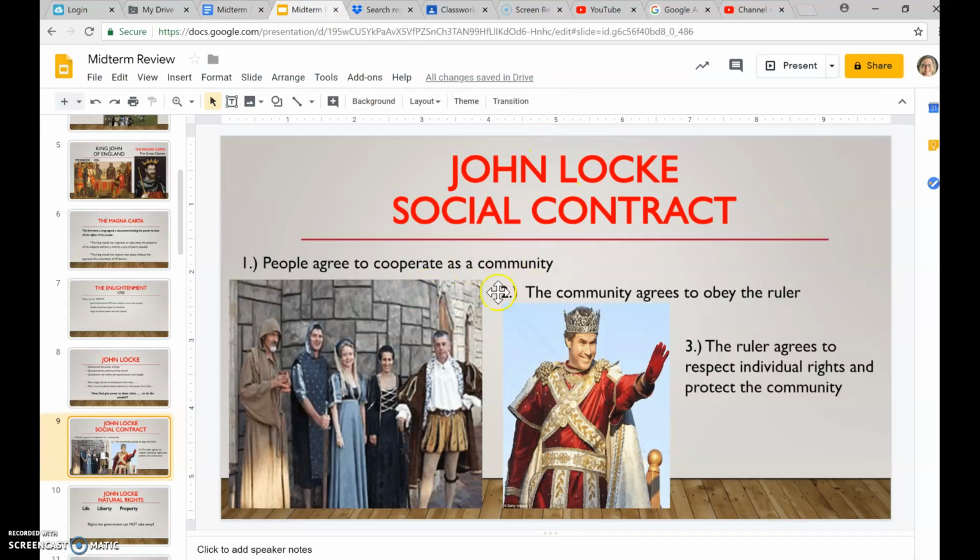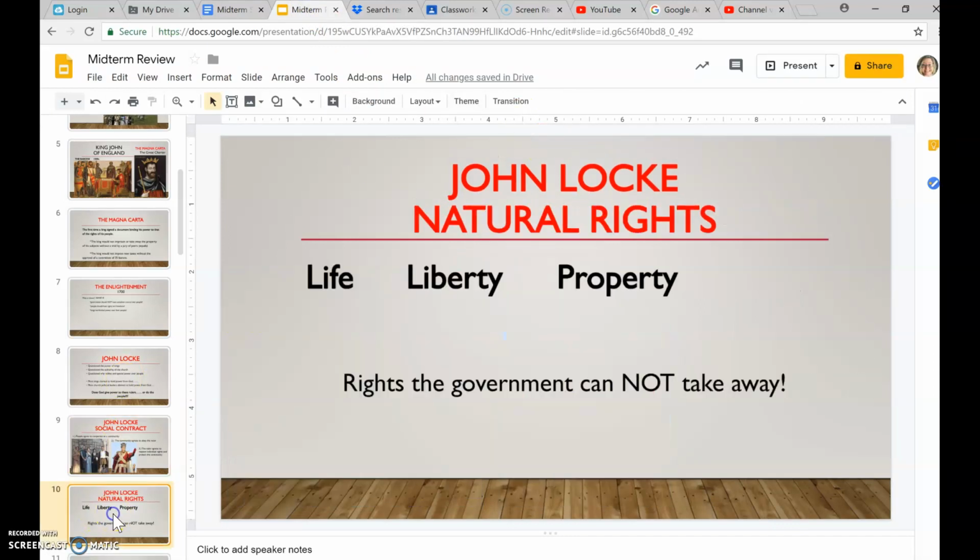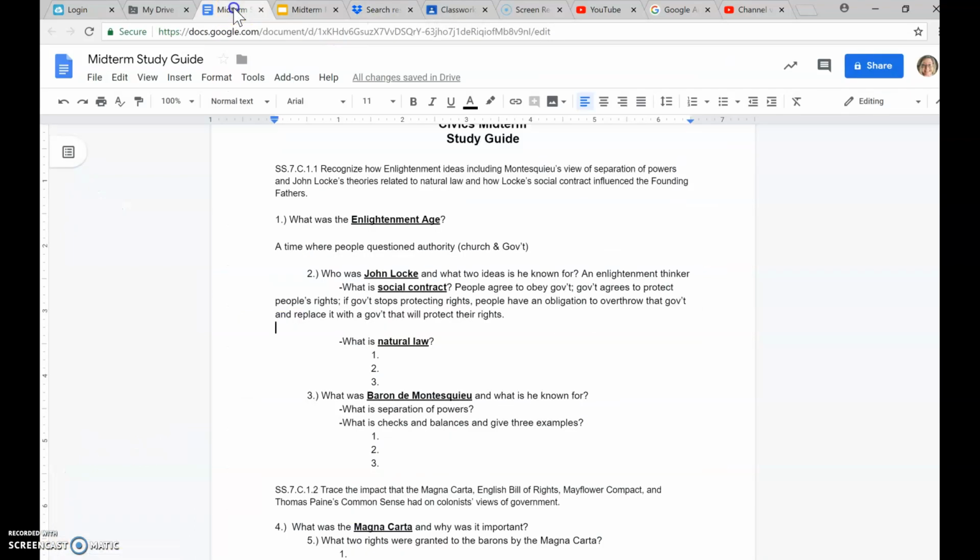So we're doing a social contract. Now, what is natural rights? Natural rights is the rights of life, liberty, and property. They're called unalienable rights. They're God-given rights no one can take away. All right. So again, I keep messing that up. I'm going to just move this. What is natural law? That's easy. Life.